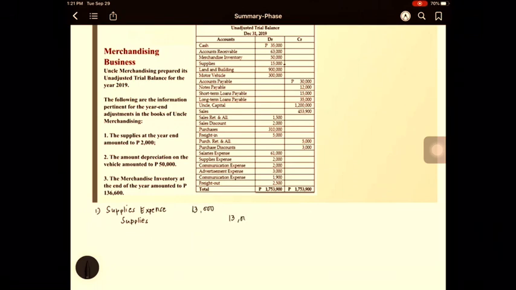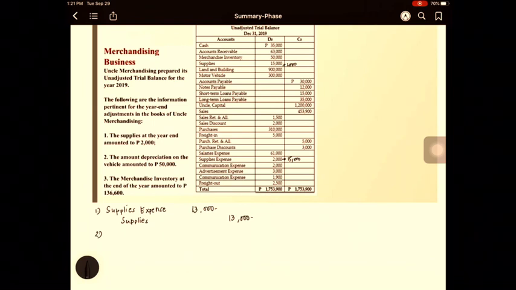So what will be the effect in the accounts here now? Later on, the supplies account shall become 2,000 pesos, and your supplies expense is going to be increased by 13,000. So later on, this should be equal to 15,000 pesos. That is 13,000 plus the 2,000 existing supplies expense. So that's for the first adjusting entry.